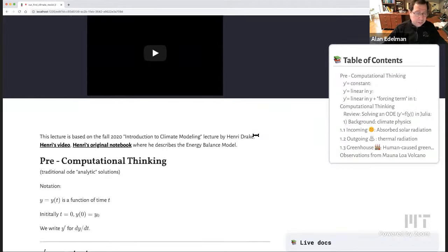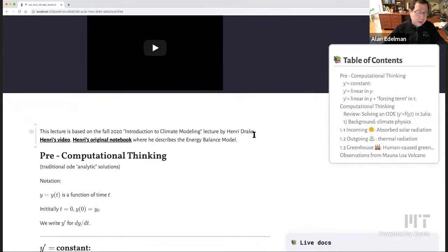The first part is basically going to be differential equations. So just to begin, I'm going to start by talking about a function of time t. So I'm going to begin by calling it y. Later, I'm going to be interested in the temperature of the Earth. But for starters, I'm just going to call this y of t. We'll start at t equals 0, and the value of y at t equals 0, we'll just call it y0. And I'll write y prime for dy/dt as is typical.